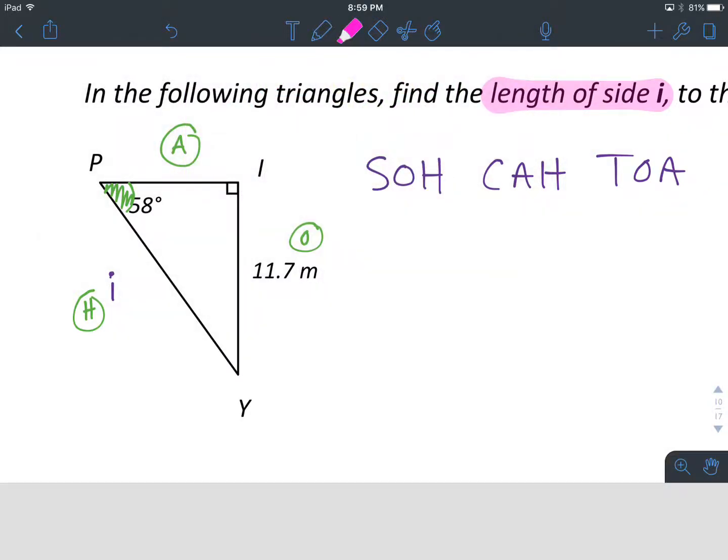So we have been given our opposite side. That's 11.7. So let's put a little check mark under the O. So no cosine for us. And now what is it that we want? We want the hypotenuse this time. So there's another check mark. Not tangent this time. We are going to use the sine ratio.